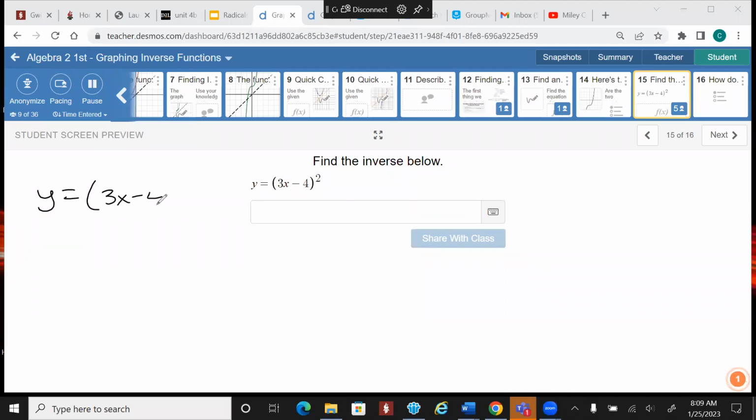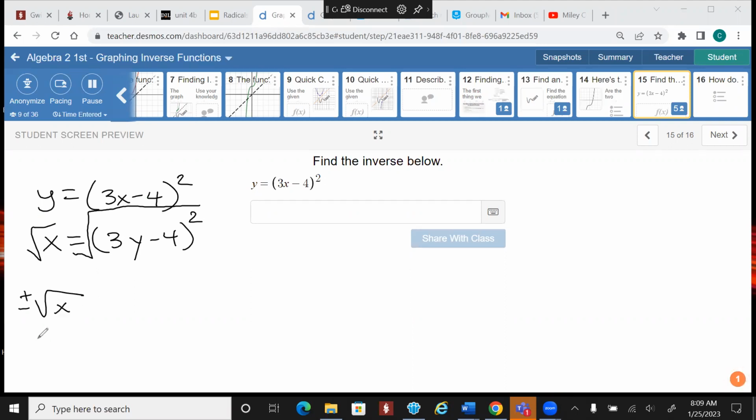All right, so we have this function. What are we going to do first? Switch my x and y. And then now we want to get y by itself, but it's already attached to the squared, right? So how do we get rid of a squared? The square root. Okay, so we're going to take the square root. When you take the square root, you're going to have a positive and negative.